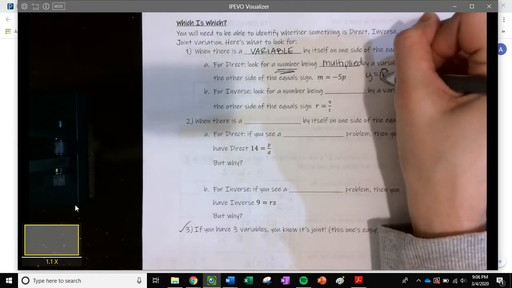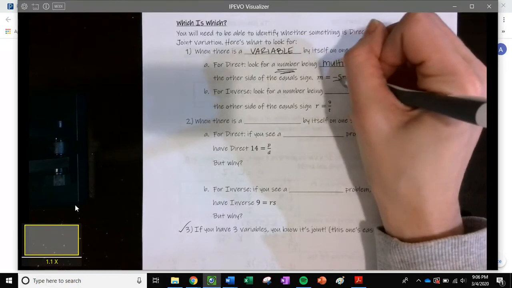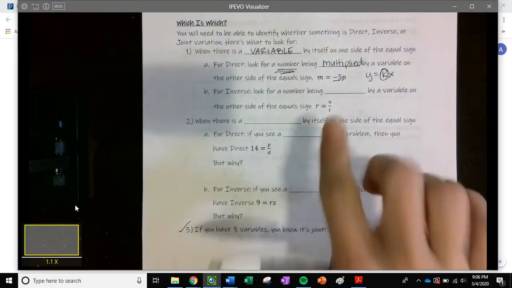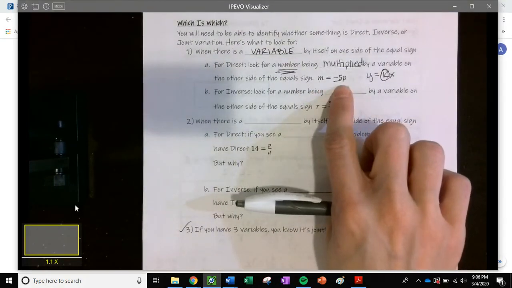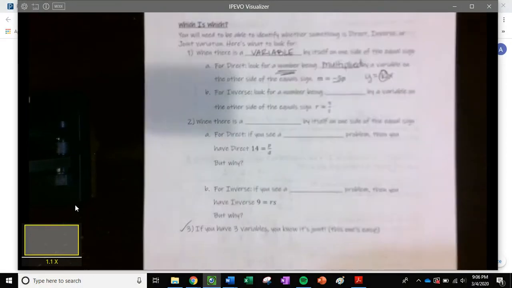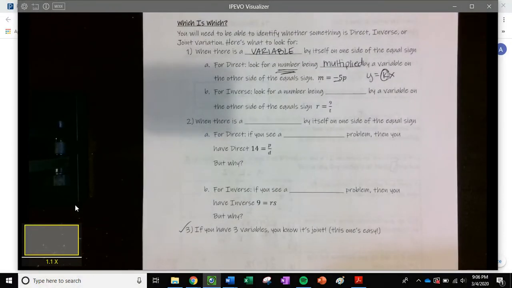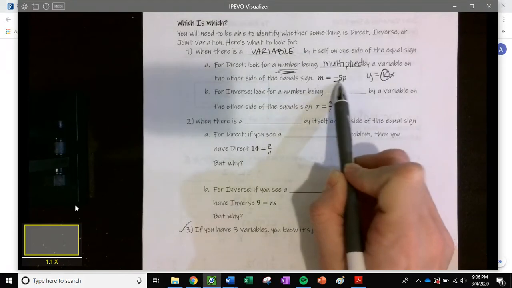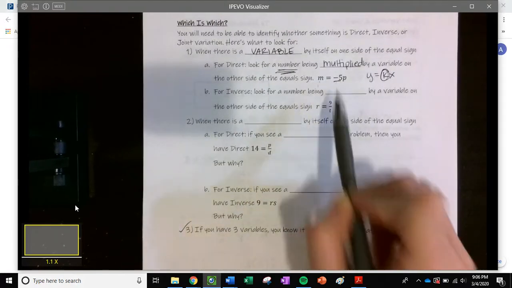Because k is a constant, it will always be a number when you're given an example like this and being asked to identify it. The number is always the constant. So if you've got a variable and a constant being multiplied by another variable, you know that's direct.